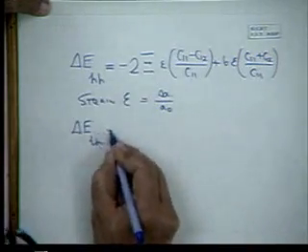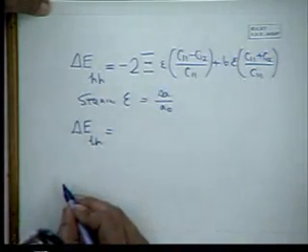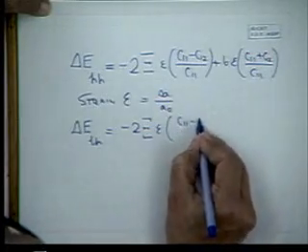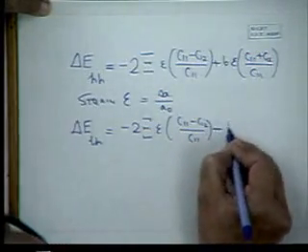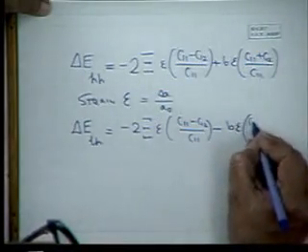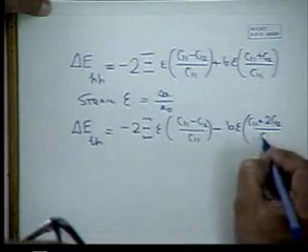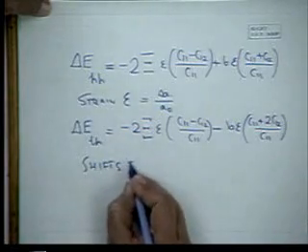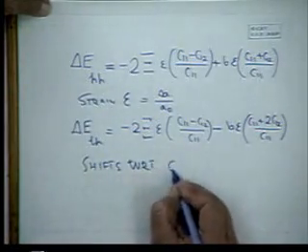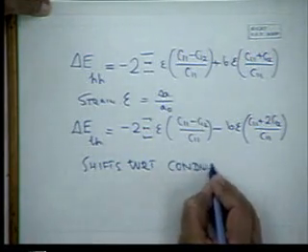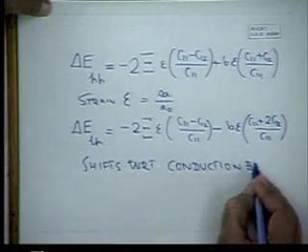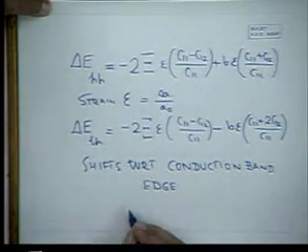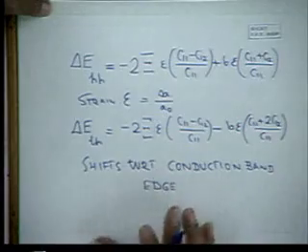Similarly, delta E LH, the change in the light hole band energy with strain, is given by this expression: (C11 minus C12) over C11 minus B, twice C12 over C11. And this is the shift with respect to the conduction band edge. So this illustrates the fact that these values, shifts, can be calculated.